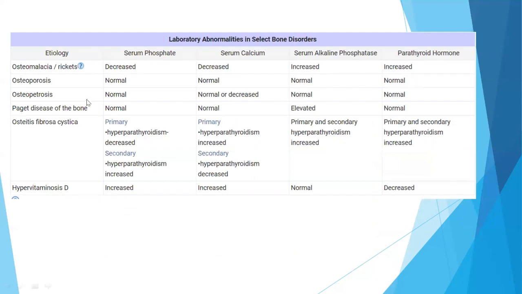Now, some of the lab abnormalities in selected bone disorders. I only want you to focus on osteoporosis, where the serum phosphate, calcium, serum ALP, and PTH are all normal. These lab findings are very, very important because this will be tested in your USMLE Step 1 examination as up-down arrows. So remember, osteoporosis has everything normal: normal serum phosphate, normal serum calcium, normal serum alkaline phosphatase, and normal PTH.